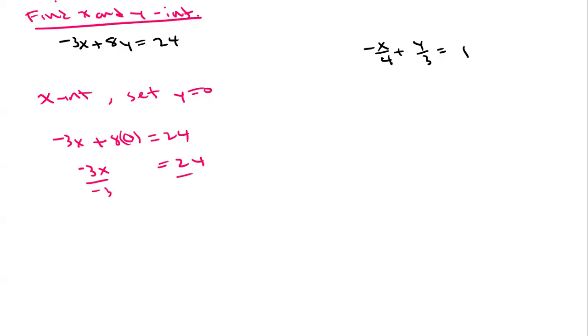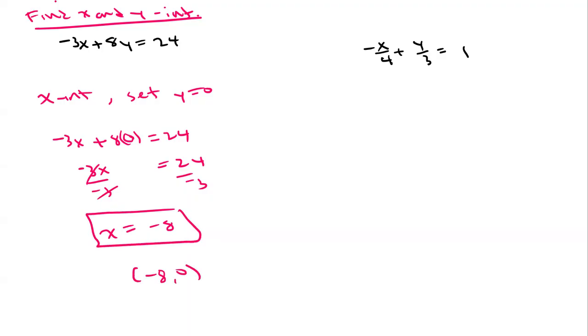Then divide everything by negative 3. So x gives us negative 8. So that's our x-intercept, or it'll be negative 8, 0, depending on how they want the answer.